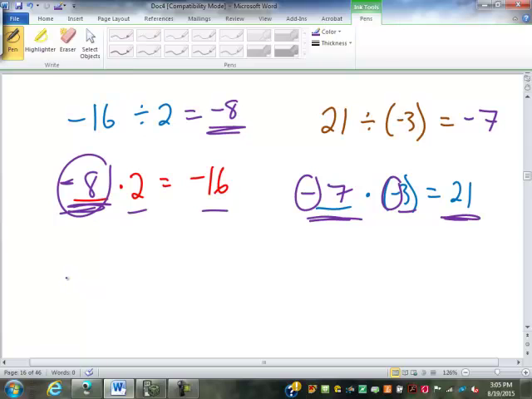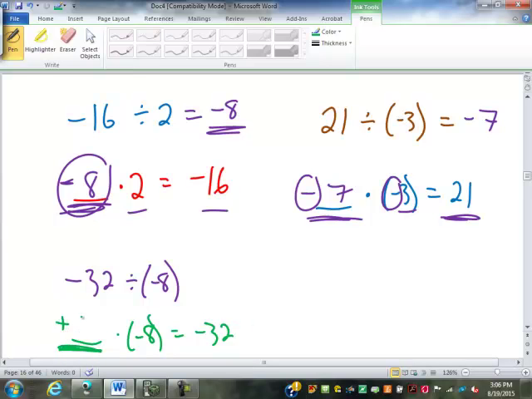If I have a negative 32 divided by a negative 8, again, that is asking me what number times a negative 8 is going to give me negative 32. But what does this have to be, positive or negative? Positive. And what times 8 is 32? Positive 4. So this is a positive 4.